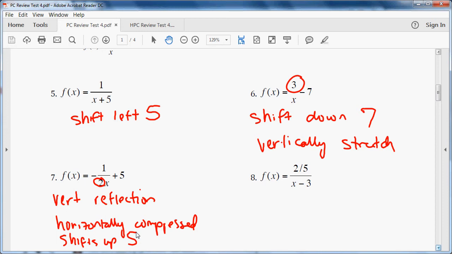Now number 8, the 2/5, that's on top. You can think of that as 0.4 if the decimal's easier for you. But it's on top, so it's outside the denominator, meaning it's a vertical change, and since it's less than 1, it would be vertically compressing. And then that minus 3 is inside the denominator, so it's going to be a change to the right. So it's going to shift it to the right 3 units.